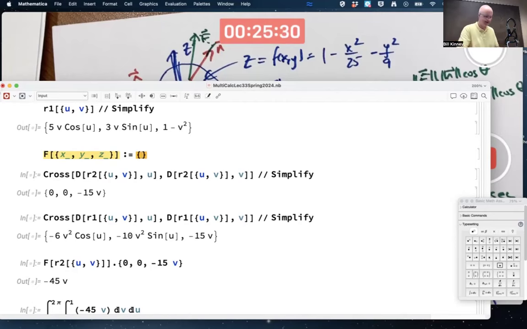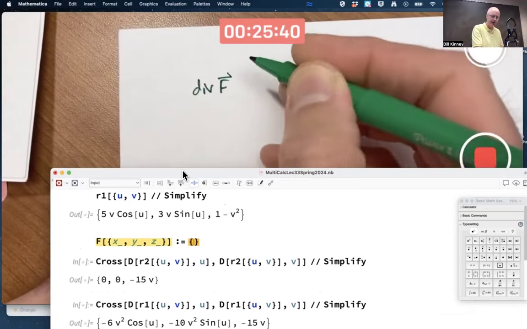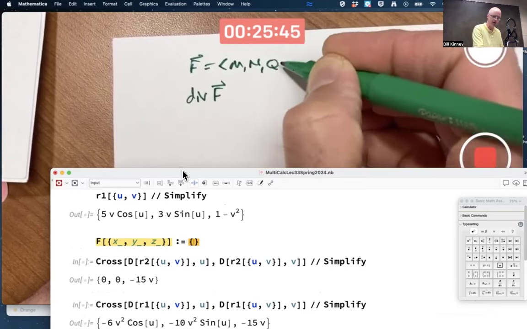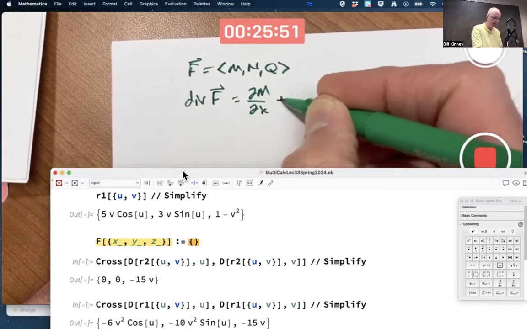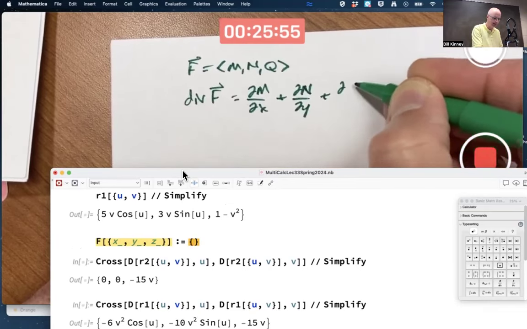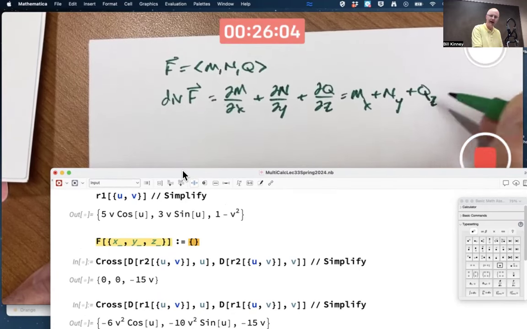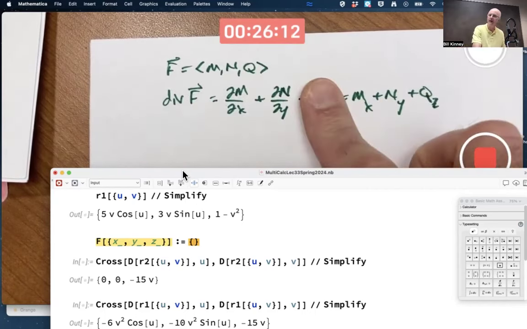Remember curl and div? What was div? The divergence of a three-dimensional vector field F equals components M, N, and Q was the sum of the derivative of the first component with respect to the first variable plus the derivative of the second component with respect to the second variable plus the derivative of the third component with respect to the third variable, written a little bit more quickly with subscript notation. That's the divergence of a three-dimensional vector field. We also did it for two-dimensional vector fields, and you just have two components and two terms there.